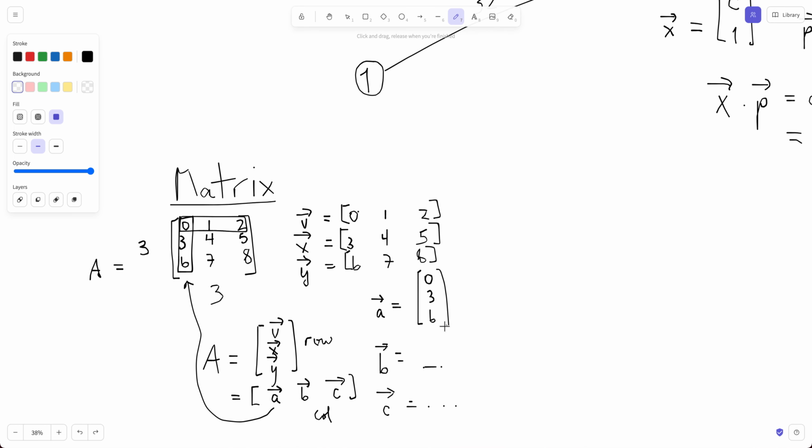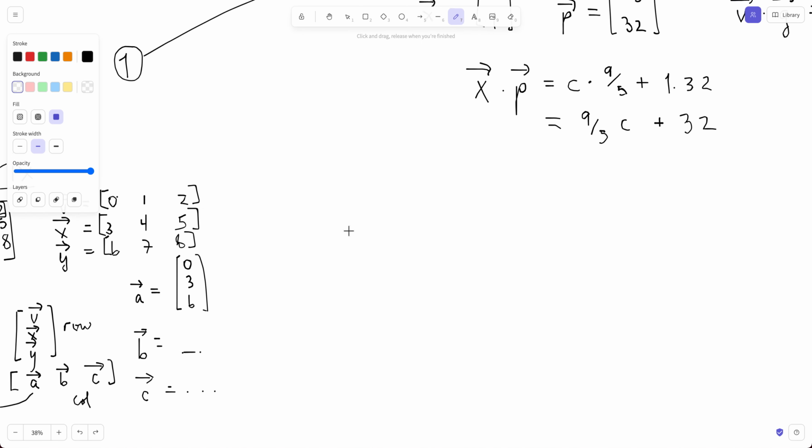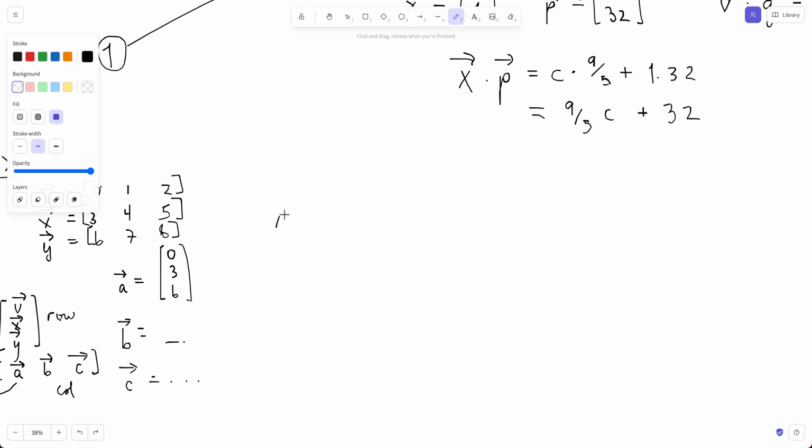Okay, so now there's a special way that we can think of matrix multiplication. So I'm just going to rewrite this matrix because it got a bit messy on the left.